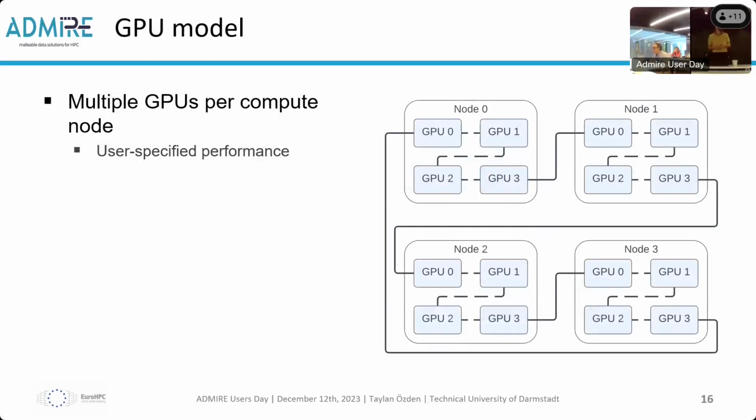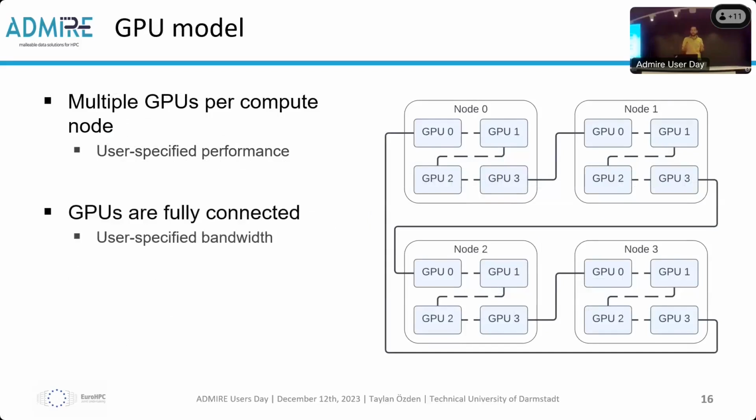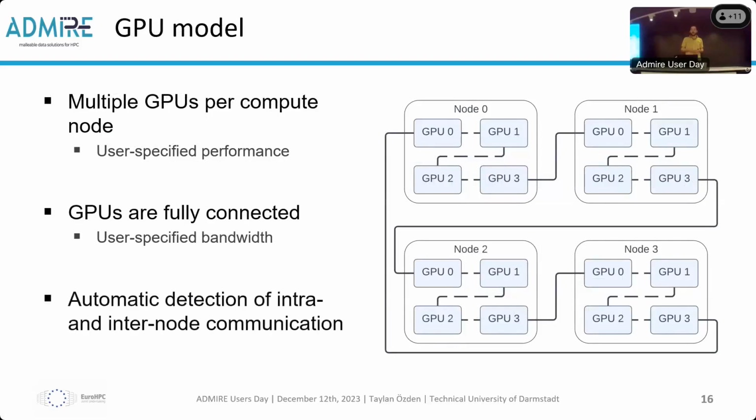Okay, so we also have a GPU model. We especially use that for deep learning applications. We support multiple GPUs per compute node, and the user specifies the performance like they do in SimGrid platforms with the CPU. We also let the user specify the bandwidth, and the GPUs are fully connected in our simulations. If you have communication between your different GPUs, ElastiSim will automatically detect which GPUs are not on your node, and will automatically introduce the intra- and internode communication.